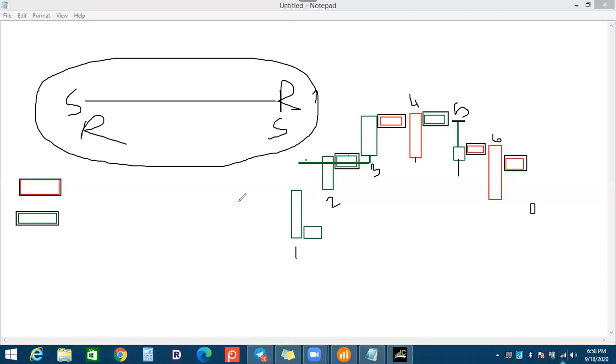So maybe if there is a red volume, it becomes a support now. Maybe there are chances. So if we are stuck at these types of levels, we will wait, and we will look at the price action patterns. So which pattern is this? Candle number 3 and candle number 4, which pattern is it? Evening star? Morning star? No, it's not a morning star.